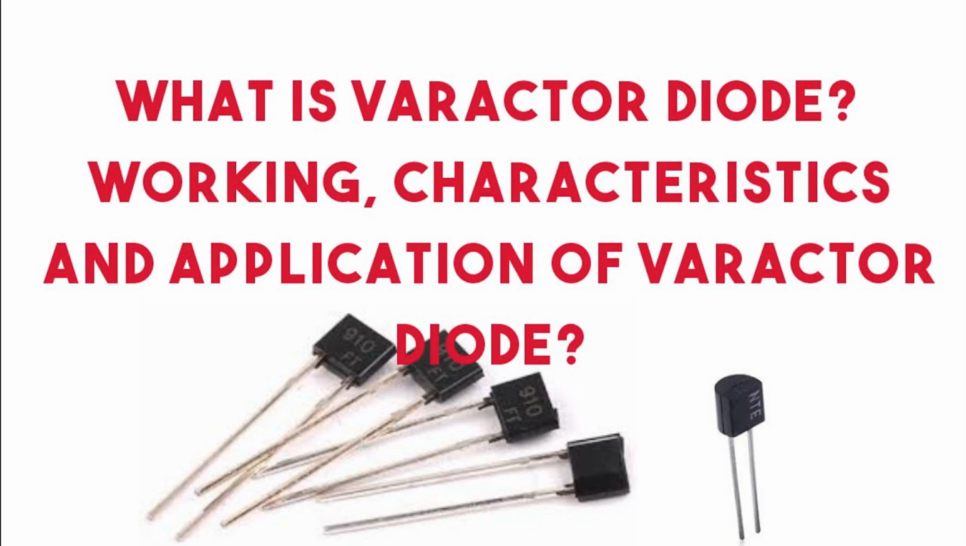Feedback loops. VCVS circuits are commonly used in feedback loops to control amplification, filtering, and other circuit characteristics. Voltage scaling. VCVS circuits can be used to scale voltages up or down based on control voltages, which is useful in various signal processing applications.